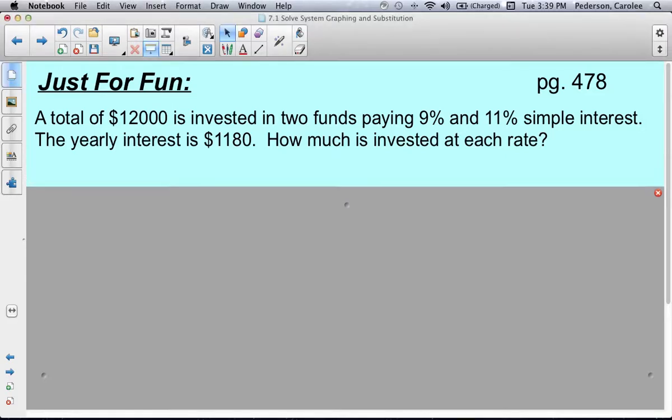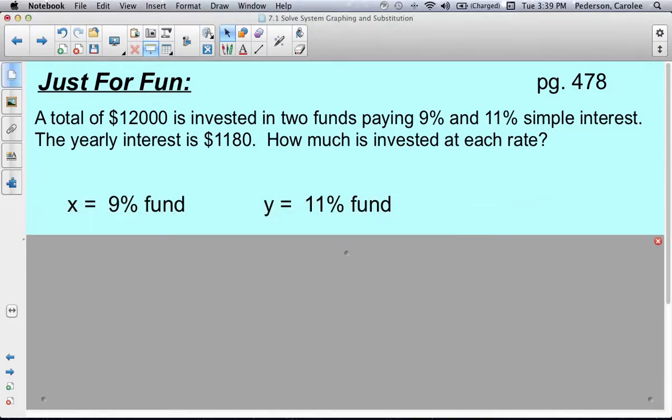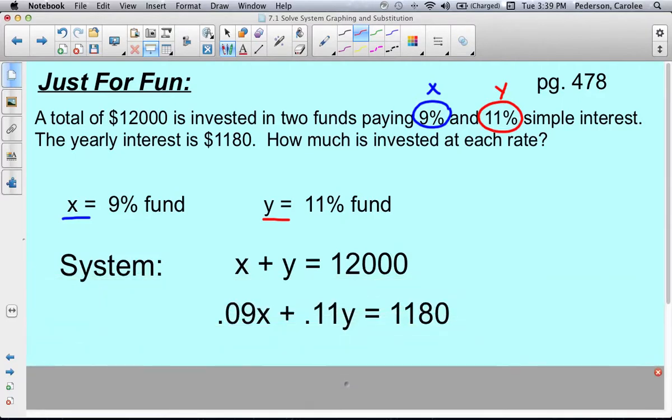So we first need to set up the variables. One of the variables, x, is the 9% fund, and the other variable, which is the y variable, is the 11% fund. So we need to figure out exactly how much of that $12,000 goes into each variable, and then the total. So we're going to set up a system.